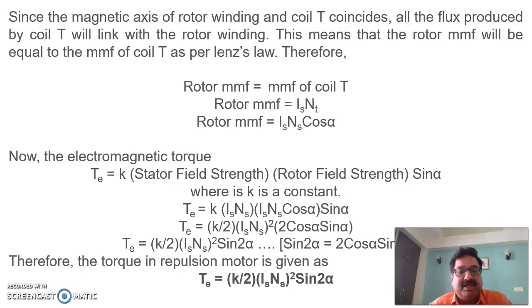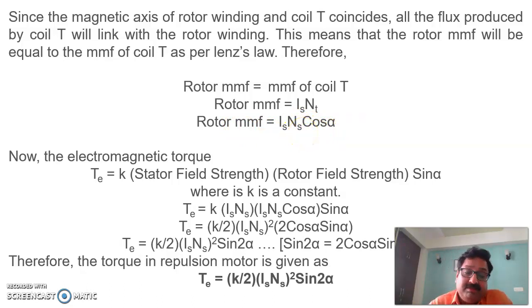So NT was Ns cos alpha. From this you can get the rotor MMF equal to Is Ns cos alpha, where we determined the value of NT in the previous slide. So you can replace the value of NT by Ns cos alpha. So the rotor MMF will be Is Ns cos alpha.